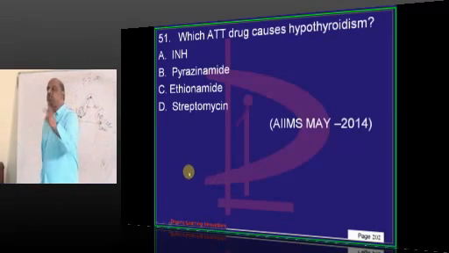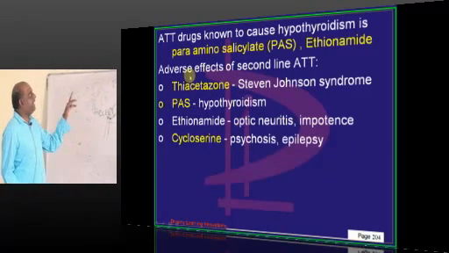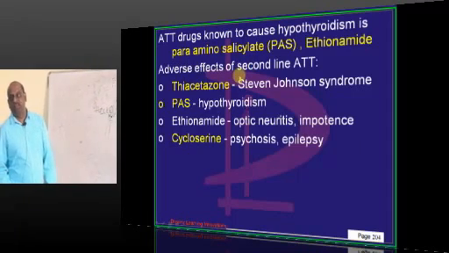Hypothyroidism, what are the two anti-tubercular drugs which are implicated? One is ethionamide, other is para-aminosalicylate.